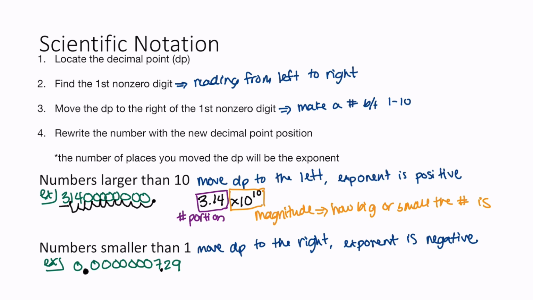For a small number, we're going to move the decimal point to the right. 1, 2, 3, 4, 5, 6, 7, 8. So now I will rewrite my number portion, 7.29. Again, this is a number between 1 and 10. And then I can show the magnitude of the number using scientific notation. So it'll be 7.29 times 10. I moved my decimal point 8 places, and this is a small number, so it's going to be 7.29 times 10 to the negative 8.